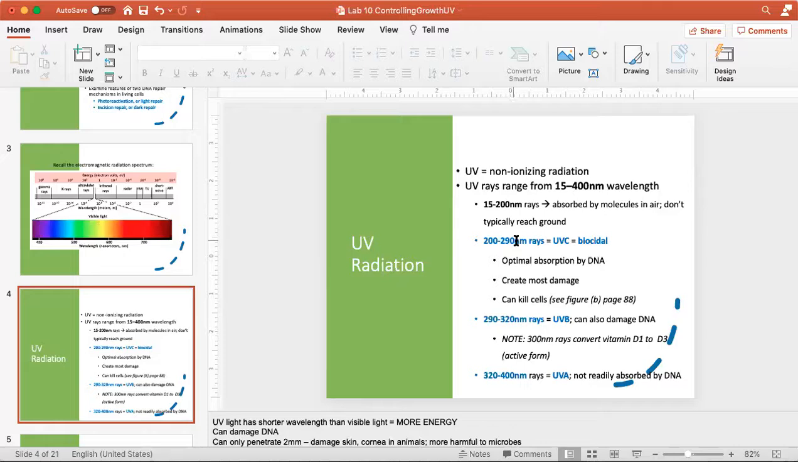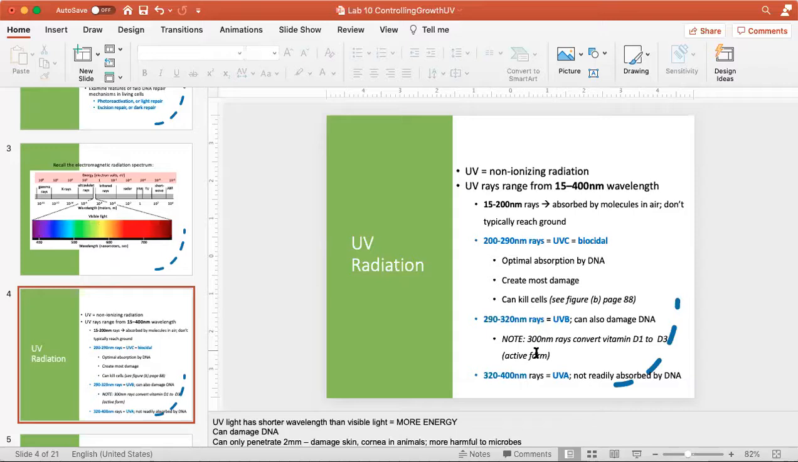Now, once you get a little bit bigger, once the wavelength gets longer than 290, now you're talking about UVB. So from 290 to 320 nanometers wavelength, you're talking about UVB. This type of ultraviolet can also damage DNA, but it is less powerful than UVC. It's interesting because this type of ultraviolet, UVB, is the type that actually has a health benefit for you.